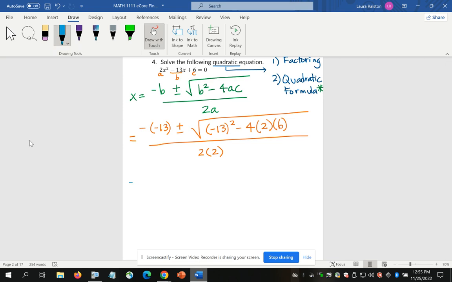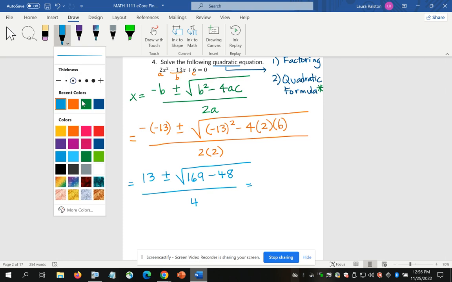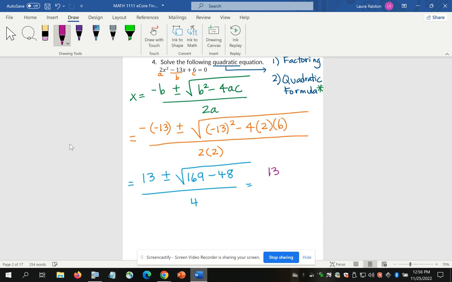So the opposite of negative 13 is positive 13, plus or minus the square root. Negative 13 squared: negative 13 times negative 13 is positive 169. Minus 4 times 2 is 8. 8 times 6 is negative 48. All over 2 times 2, which is 4. So continuing to do the math, I have positive 13 plus or minus the square root of 169 minus 48, which is 121, all over 4.